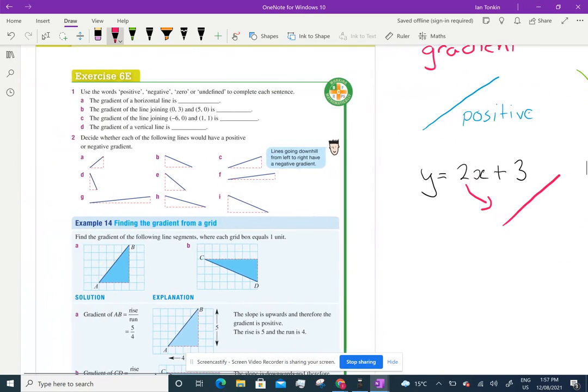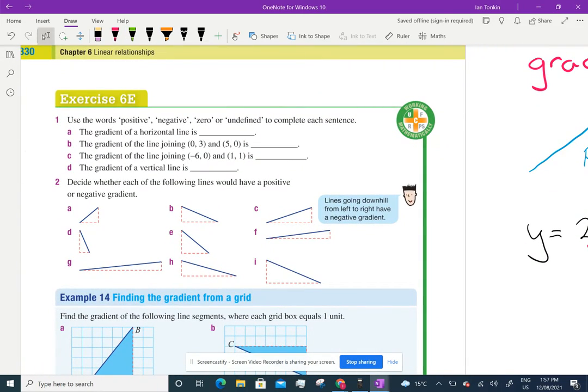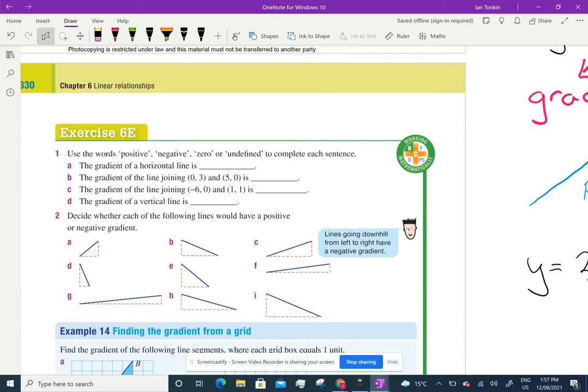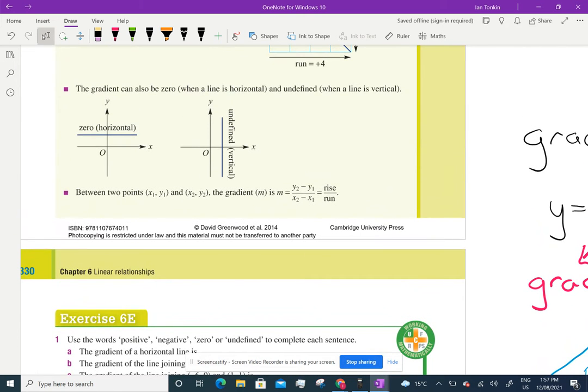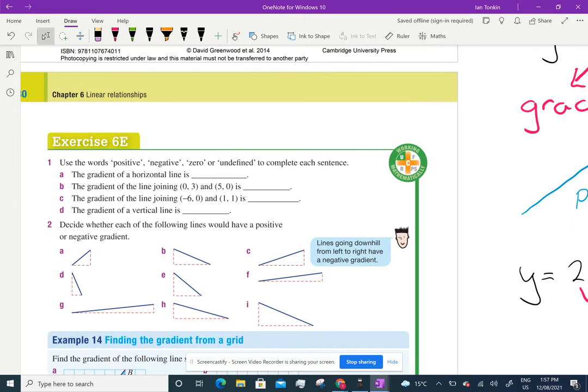Okay, so here they're talking, and obviously, if it's a straight line horizontally, it's got zero gradient. It's not going up, it's not going down. This, however, is undefined. We can't say what that gradient is. So, question 1, you should be able to do those. Horizontal line has a gradient of 0. Don't worry about these two. Leave them. The gradient of a vertical line is undefined.